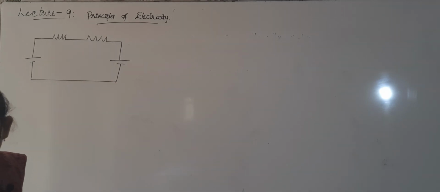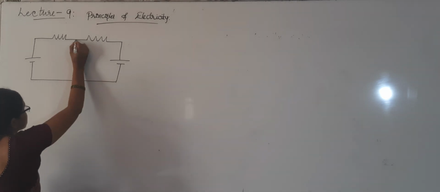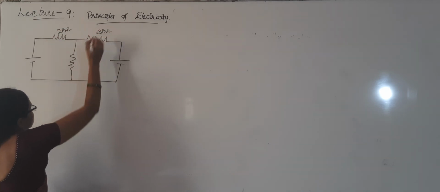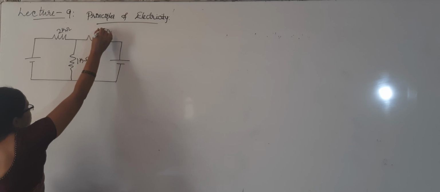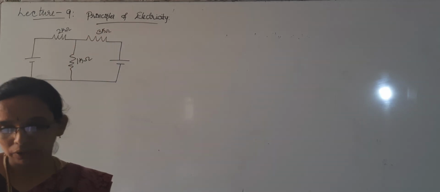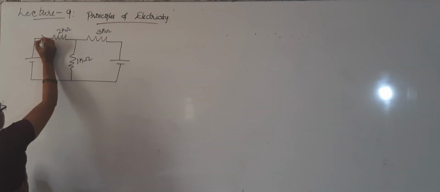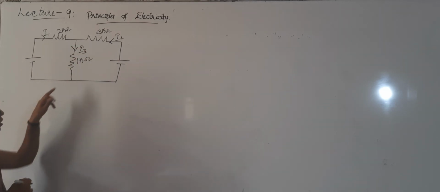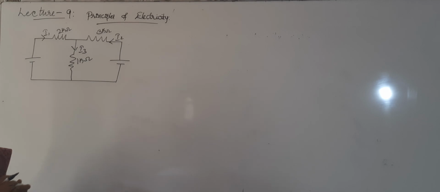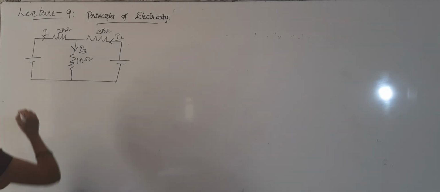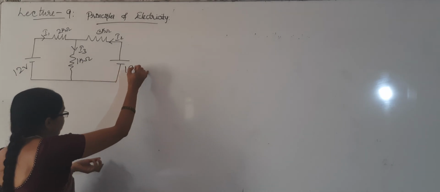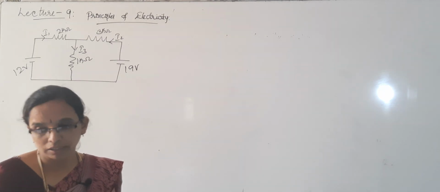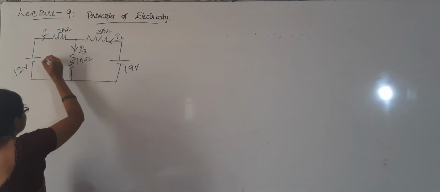Next problem: we have 2 kilo ohm, 3 kilo ohm and 1 kilo ohm resistors, and I1, I2 and I3 are in the directions shown. Here we have taken I3, and there are two sources, 12 volt and 19 volt. Here also the same thing: find the branch currents.